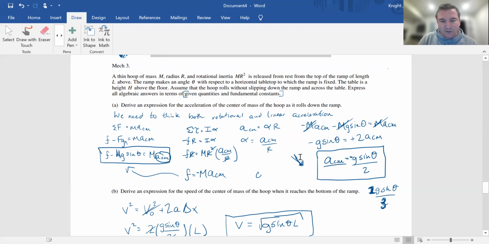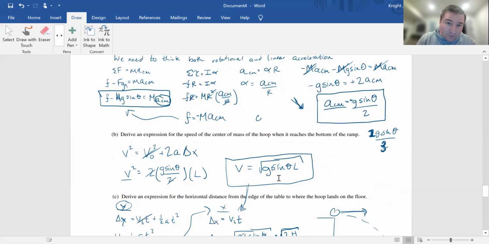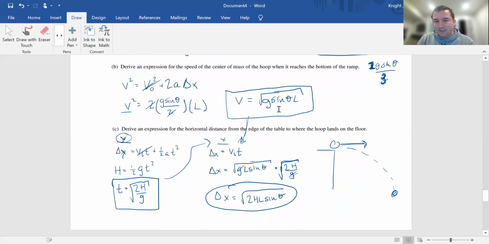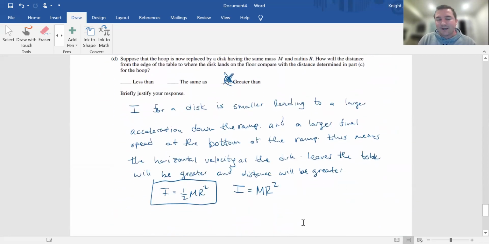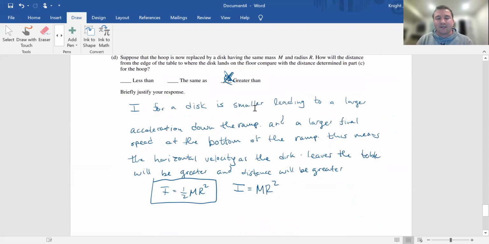And if our acceleration is bigger, the velocity gets bigger. If that velocity is bigger, what happens to this distance? This distance has to get bigger. So that's kind of what I explained here, right? I for a disc is smaller, which will lead to a larger acceleration down the ramp, larger final speed at the bottom, which means the horizontal velocity as the disc leaves the table will be greater and lead to a greater distance traveled by the disc than by the hoop.